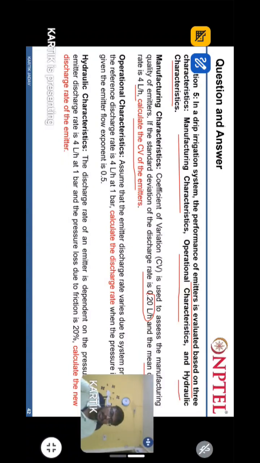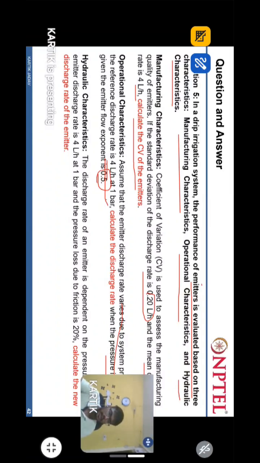Next, operational characteristics, which assume that the emitter discharge flow rate varies due to the system pressure in operation. If the reference discharge rate is 4 liter per hour at 1 bar, calculate the discharge rate when the pressure is 1.5 bar, given the emitter flow exponent is 0.5.